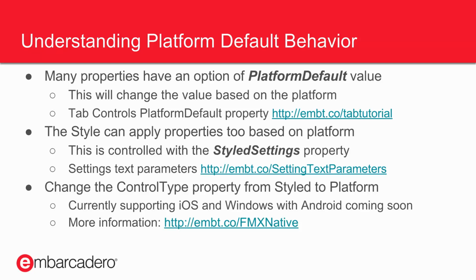So many properties have a platform default value, which changes what that value means on different platforms. You can also use the styled settings property to override whether or not styles can override things like font and text parameters. And you can use the control type property to change it from styled to platform. Styled means it's rendered by the styling engine on the GPU, whereas platform replaces that control with a platform native control. There's only a few places where that makes a big difference, and it's currently only implemented on Windows and iOS. It's going to come to Android in the near future as well, and I'll show you an example of what that looks like and how that's different there.